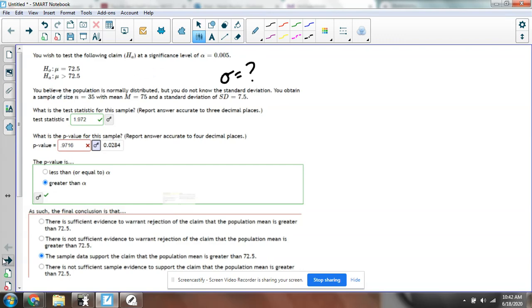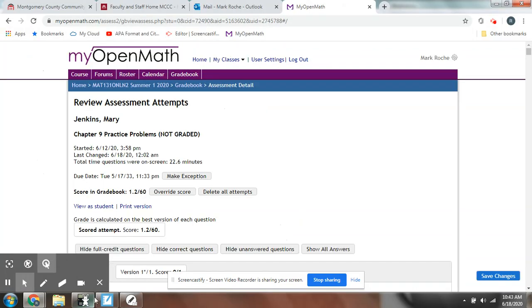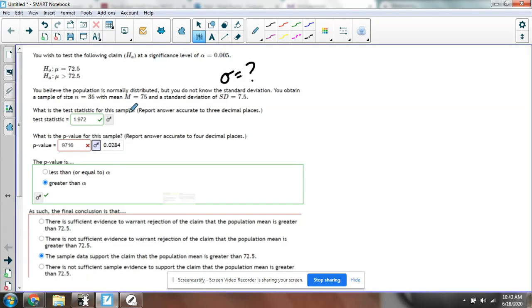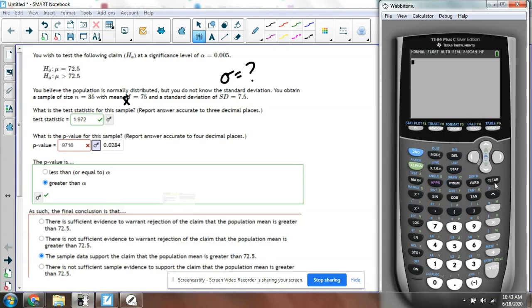Sample size is 35, so we're going to use a t-test. Our n is 35, our x bar is 75, and the standard deviation for our sample is 7.5. So we will go to stat, test, and do a t-test, and we're going to input our statistics. Our null hypothesis is 72.5, x bar is 75, standard deviation is 7.5.